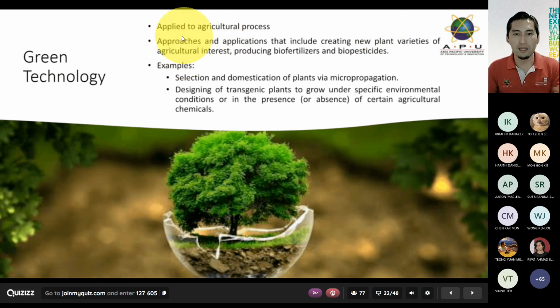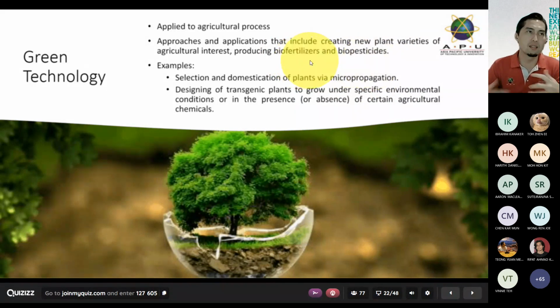As highlighted here, these are approaches that create new plant varieties, create biofertilizers, create biopesticides. A lot of our fertilizers and pesticides are not necessarily natural, but now, of course, with biofertilizers and biopesticides, biotech is trying to move towards those lines to create things more naturally.